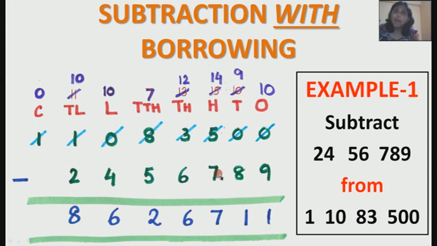But again we have to remember that we have given 100 to the tens place. So we don't have 1,500s now. We have only 1,400s left. So now 1,400s minus 700s gives us 700s. Moving on to the thousands place.